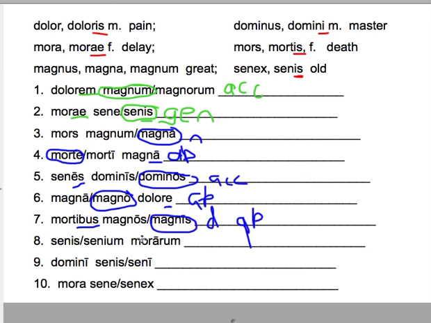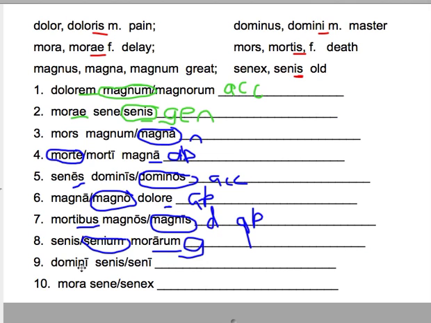All right. Down here we've got morarum. Notice the ARUM ending. All right, from the first declension, that's a genitive plural. I'm looking over here at this third declension adjective to figure out which one of these is genitive plural. The IS is genitive singular, but the IUM is genitive plural. So I'm going to say senium, I'm going to say genitive, and I'm going to say old delays.